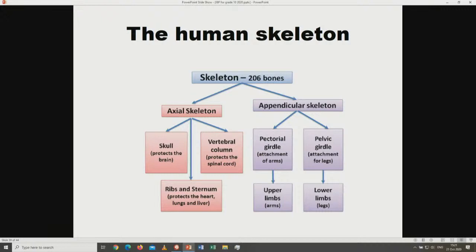When you look at the human skeleton, we know that it is a collection of bones, and human adults have 206 bones. The human skeleton is divided into axial and appendicular skeleton. The axial skeleton consists of the skull, which protects the brain, the ribs and sternum, which protect the heart and the liver, and the vertebral column, which protects the spinal cord. The appendicular skeleton is made up of the pelvic girdle for the attachment of legs and lower limbs, and the pectoral girdle for the attachment of arms and upper limbs.